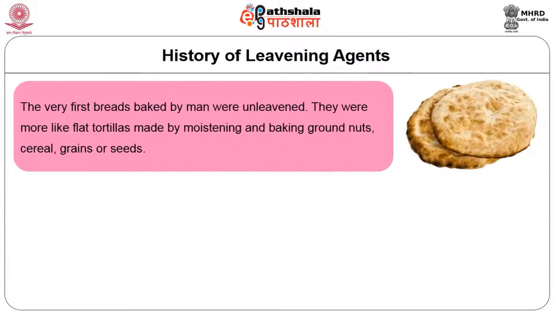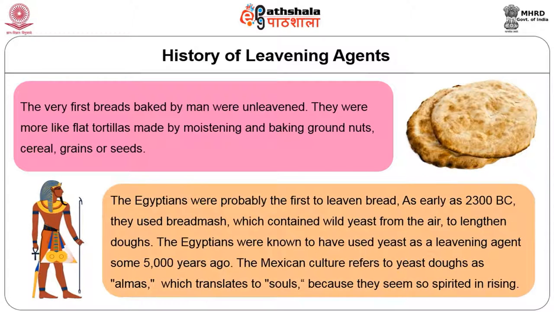The very first breads were unleavened. They were more like flat tortillas made by moistening and baking groundnuts, cereals, grains, or seeds. The Egyptians were probably the first to leaven bread. As early as 2300 BC, they used bread mash, which contained wild yeast from the air, to lengthen dough. The Egyptians were known to have used yeast as a leavening agent some 5000 years ago.